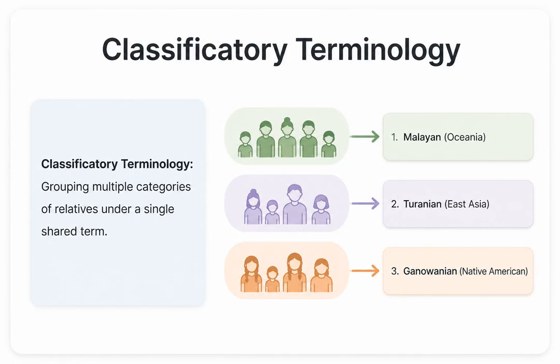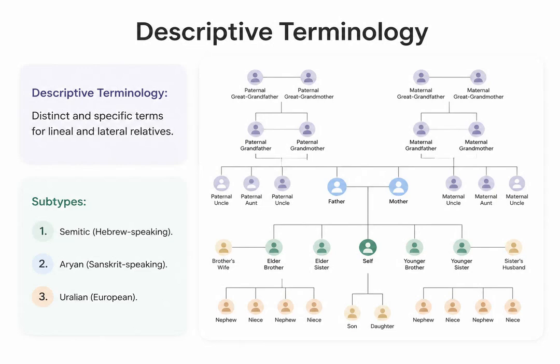Morgan concluded that global kinship systems fall into two types. The first is classificatory terminology. This is where a group of relatives is clubbed together under the same name, like calling both your father and your uncle father. Morgan identified three subtypes: Malayan, used in Oceania, Turanian, found in East Asian societies, and Ganawanian, associated with Native American peoples. The second type is descriptive terminology.